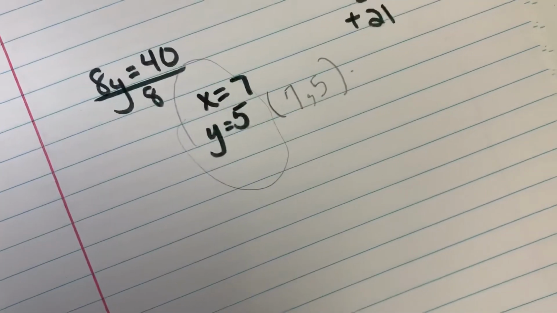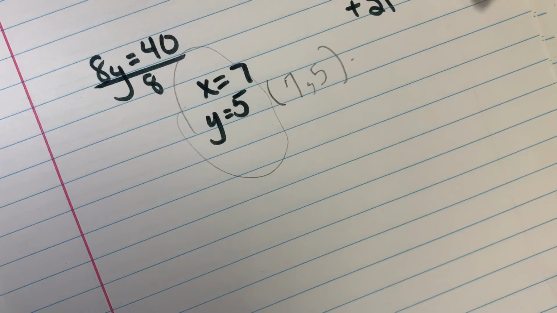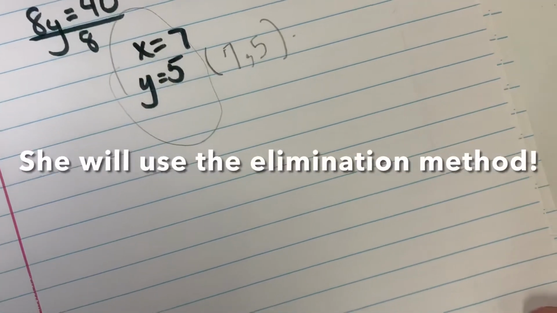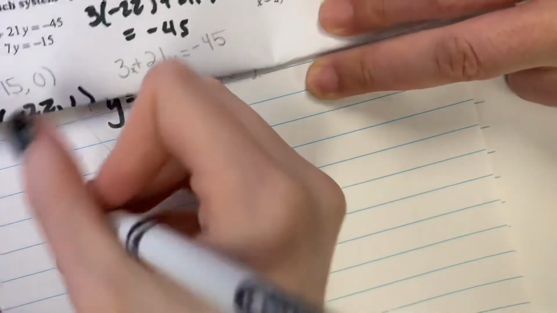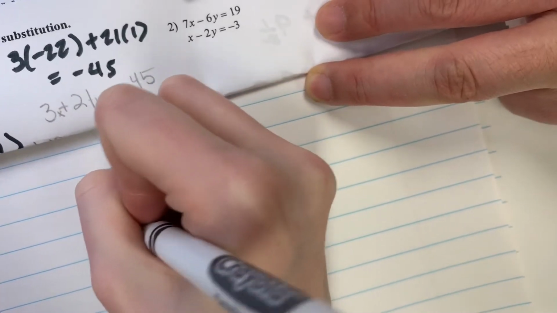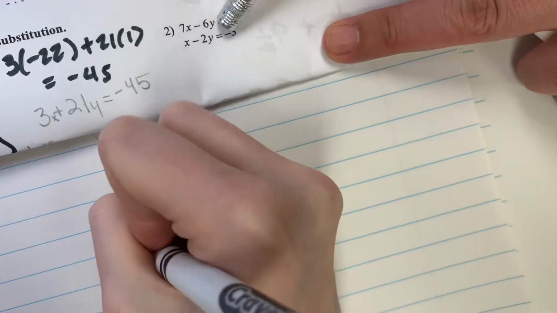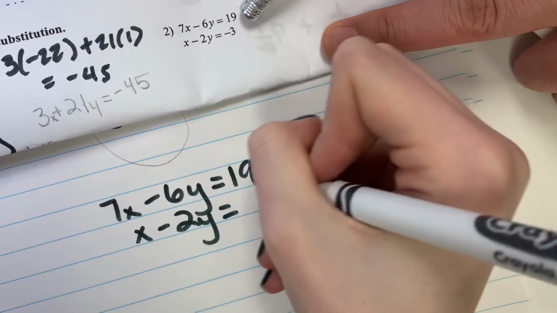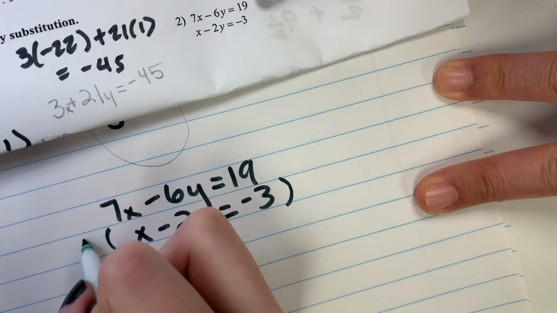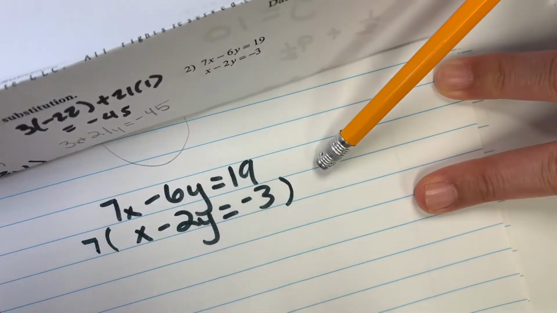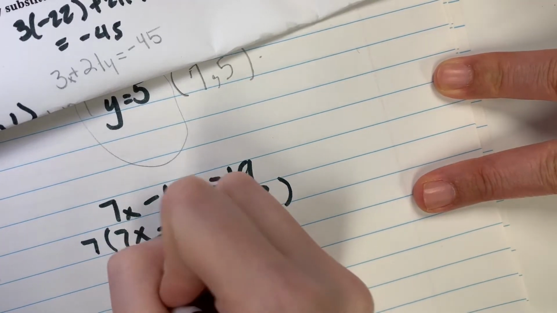And now, can you do the same question by doing elimination? Elimination was like the last one I did, right? Yeah. So copy this question. 7x minus 6y, that is equal to 19. And then x minus 2y, that is equal to -3. And then we can multiply this bottom by 7, using elimination, to cancel the 7x.